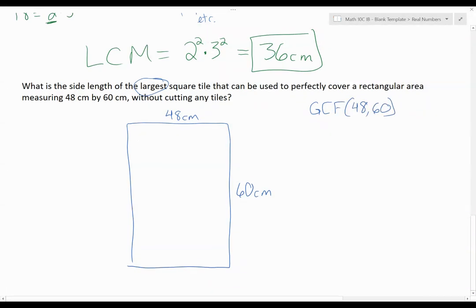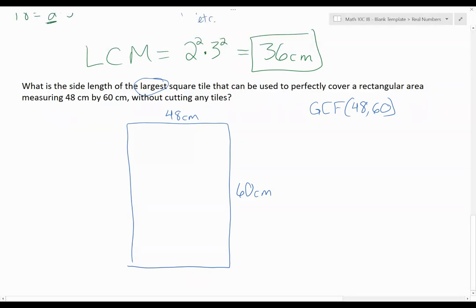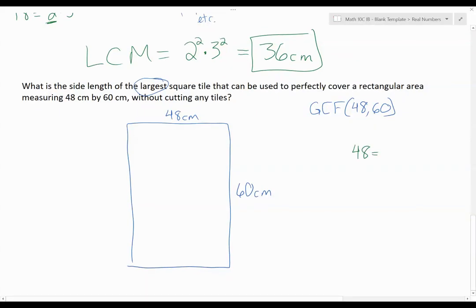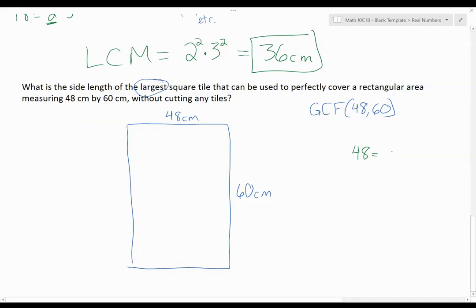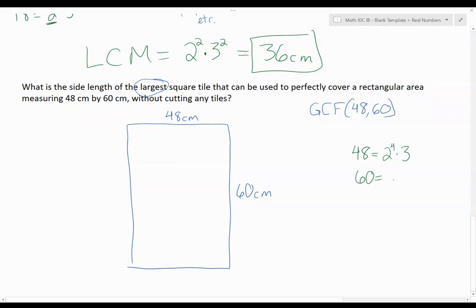So for that, again, these numbers are small enough, you could probably just brute force it and figure out all the factors and find the greatest one. But 48, I know, is 6 times 8. 6 is 2 times 3, and 8 is 2 cubed. So that means I have 2 to the power of 4 times 3. And 60 is 2 times 30, which is 2 times 15. So I have 2 squared times 3 times 5.